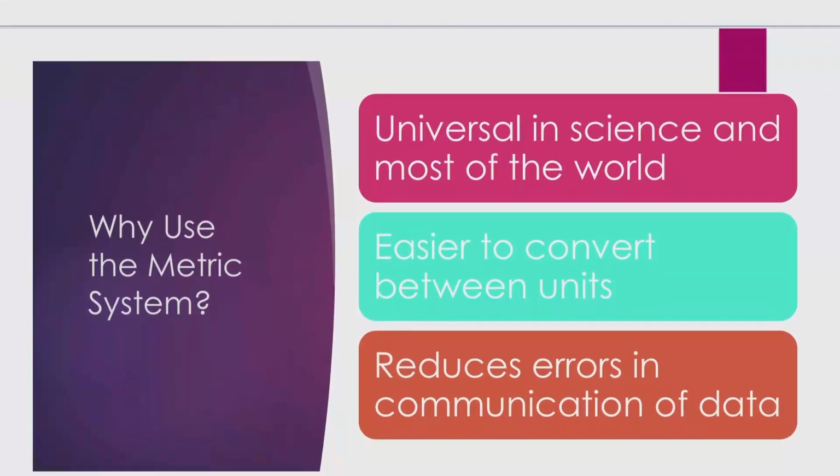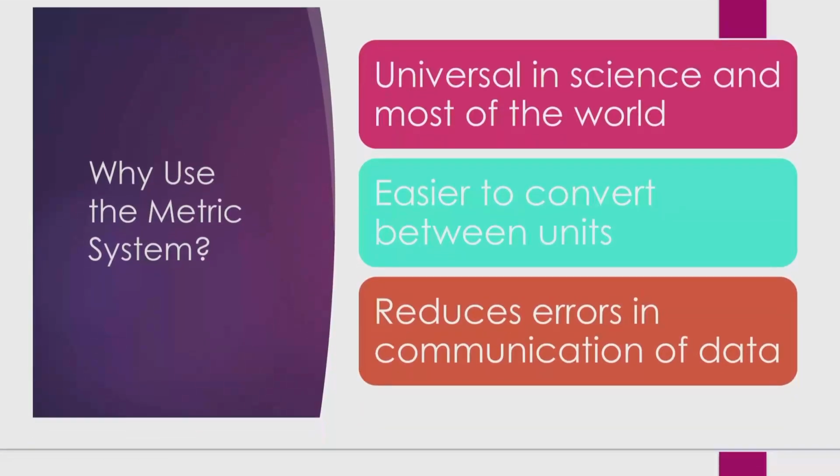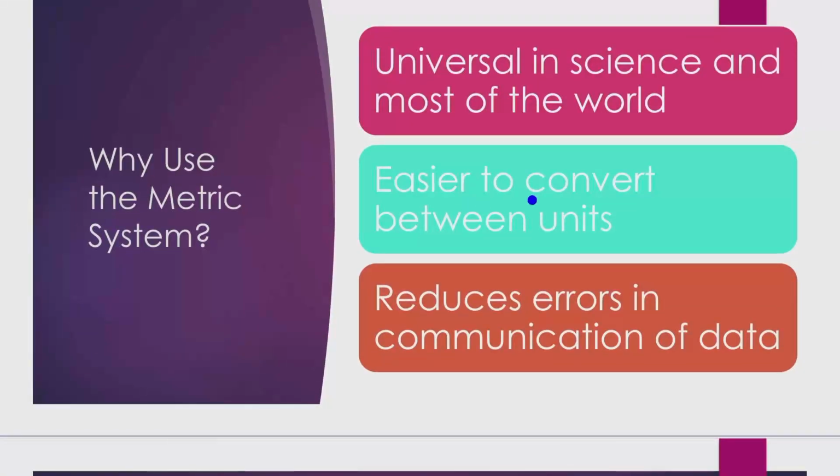So why do we use the metric system? It's universal in science. Everyone in science is going to use the metric system. We might take measurements sometimes in the imperial system or, what's the other name? There's a couple of different names for the system that we use in the US. We might take measurements in feet and inches sometimes, but we're going to publish our results or share our results using the metric system. We might report both depending on the context. This also, believe it or not, makes it easier to convert between units.